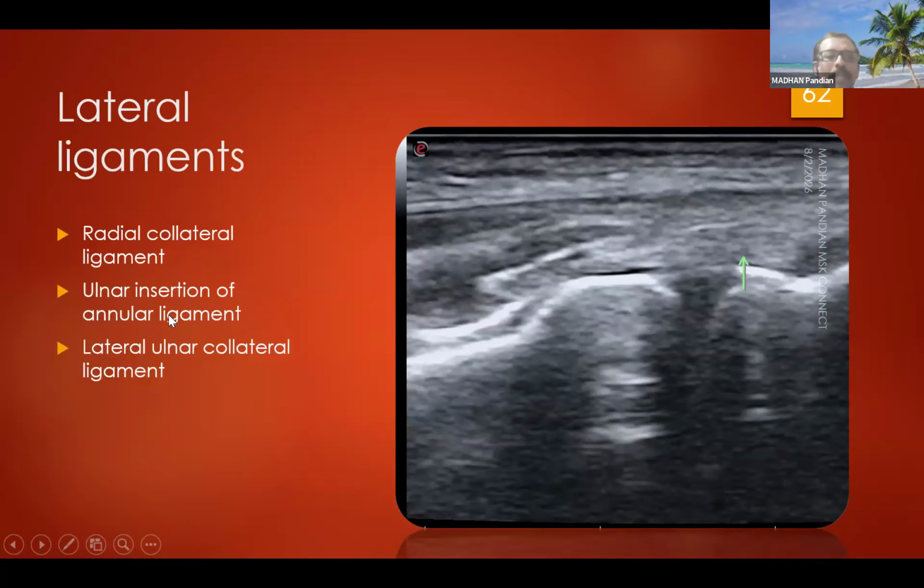There are quite a lot of lateral ligaments also: the radial collateral ligament, the ulnar insertion of the annular ligament, the lateral ulnar collateral ligament. All these ligaments you should take care of, particularly the lateral ulnar collateral ligament and the radial collateral ligament, where you can see a small calcification. If there is a chronic injury to this ligament, that calcification might require needle fenestration if there is an intervention to be done. Otherwise, it is going to give long-term pain in spite of whether you do a steroid or a PRP injection. So you always look for a small calcification in this particular place where the radial collateral ligament is bridging.